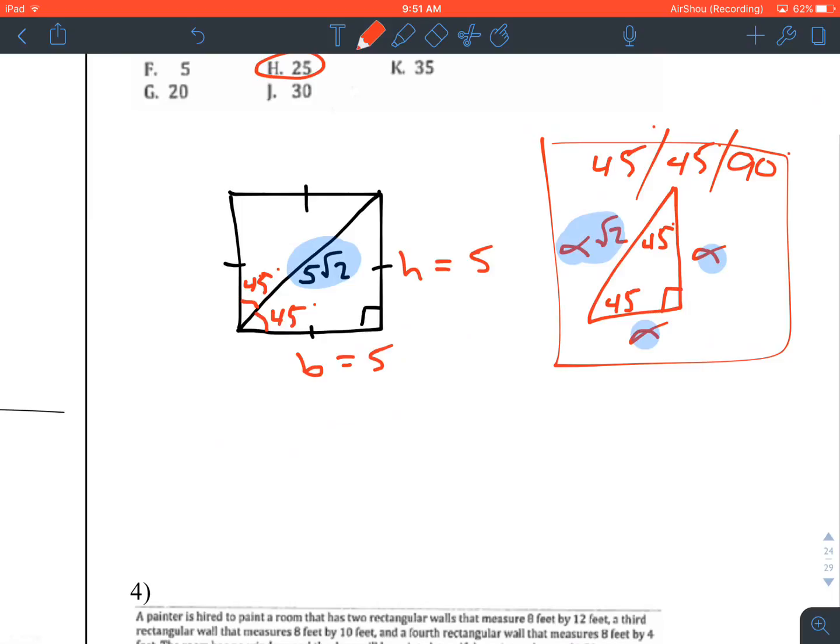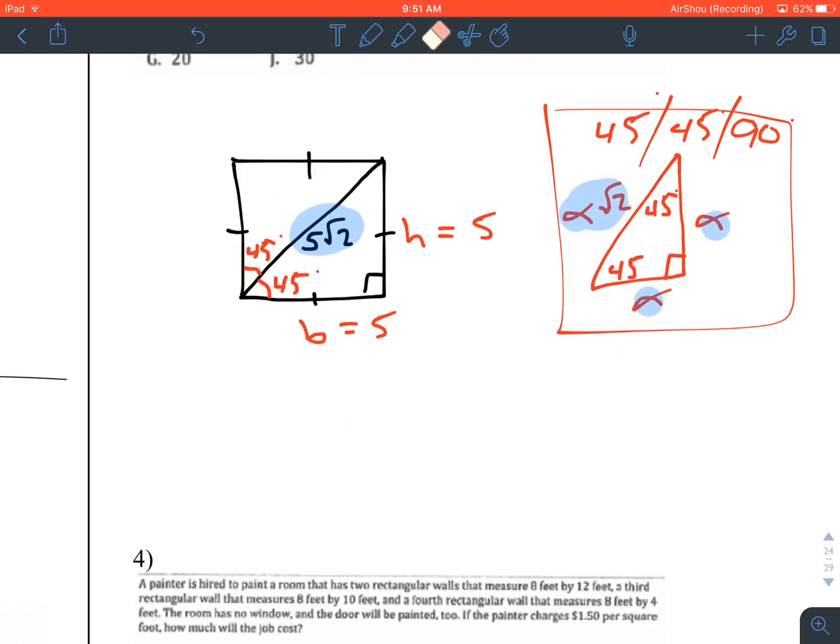Alright, let's move on here. I'll tell you what, let me tell you another way to do this problem. Let's say you don't remember special right triangles. And let's just backtrack a little bit. So we have this picture, we get 5 square roots of 2. We don't know what these are, but we know they're the same. You could use the Pythagorean theorem to figure out what those are.